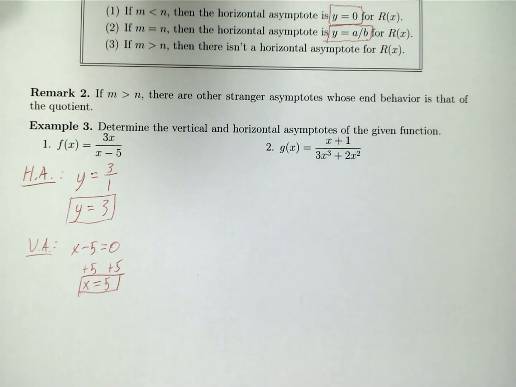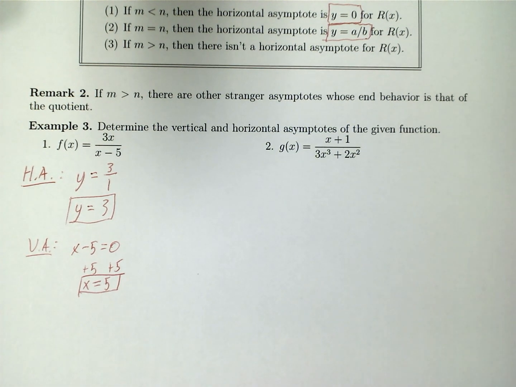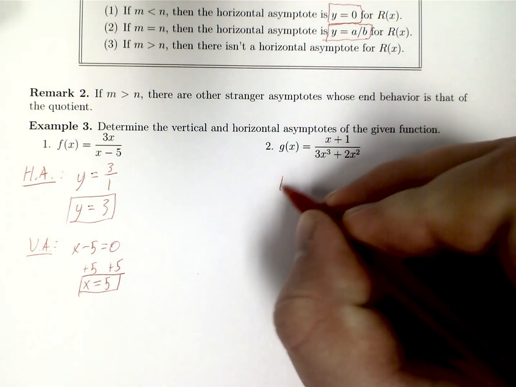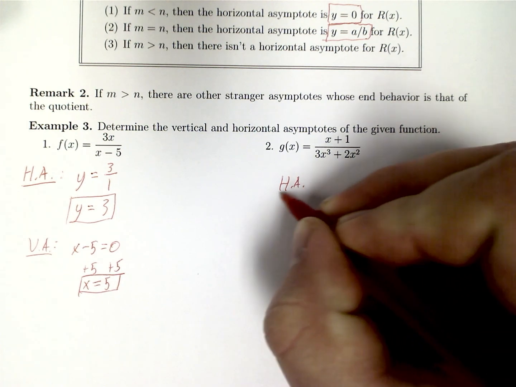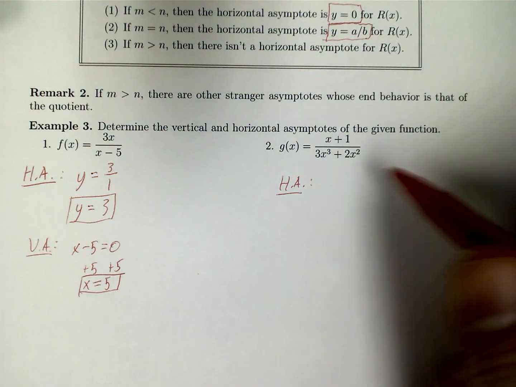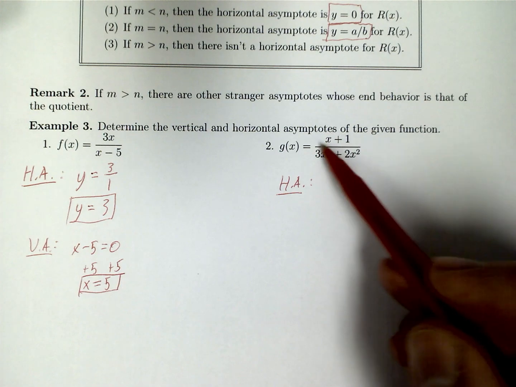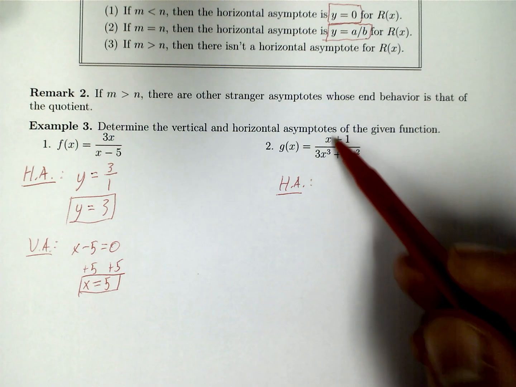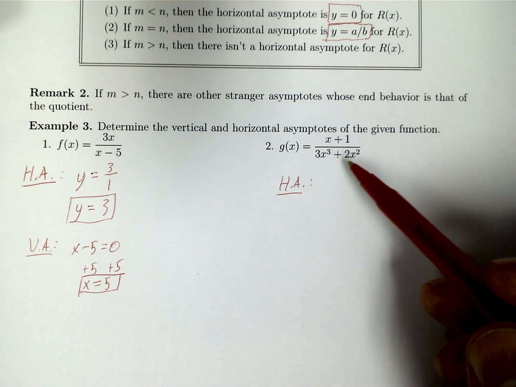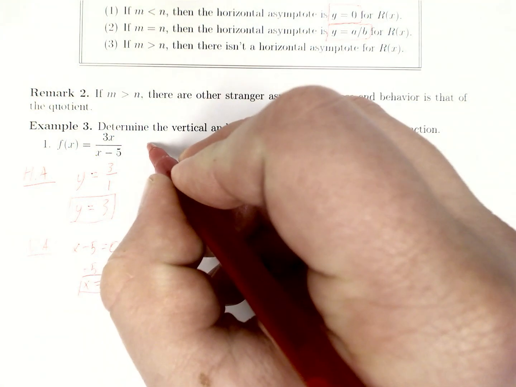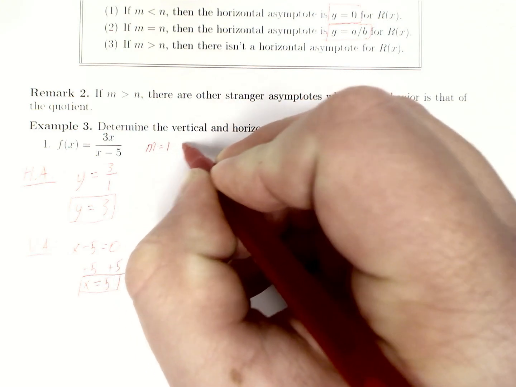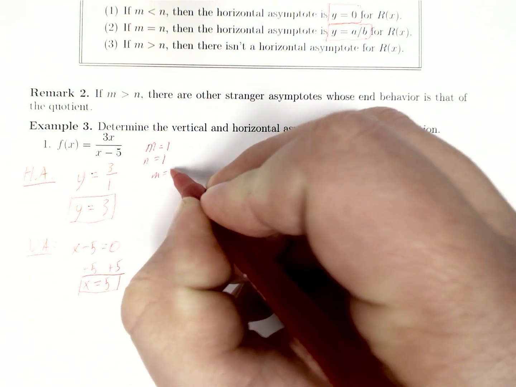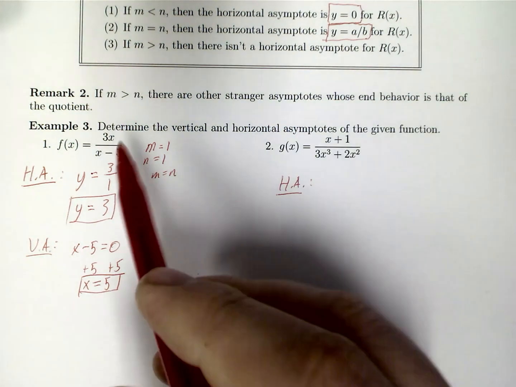What about number 2? Well, let's start with the first thing, just like what we did over there. Let's look at the horizontal asymptotes first. And what do we do? Well, we're looking at the degree of the numerator over the degree of the denominator. The degree of the numerator is degree 1. The degree of the denominator is degree 3. So here, m equals 1, n equals 1, and so m equals n. So we're able to put that over there.